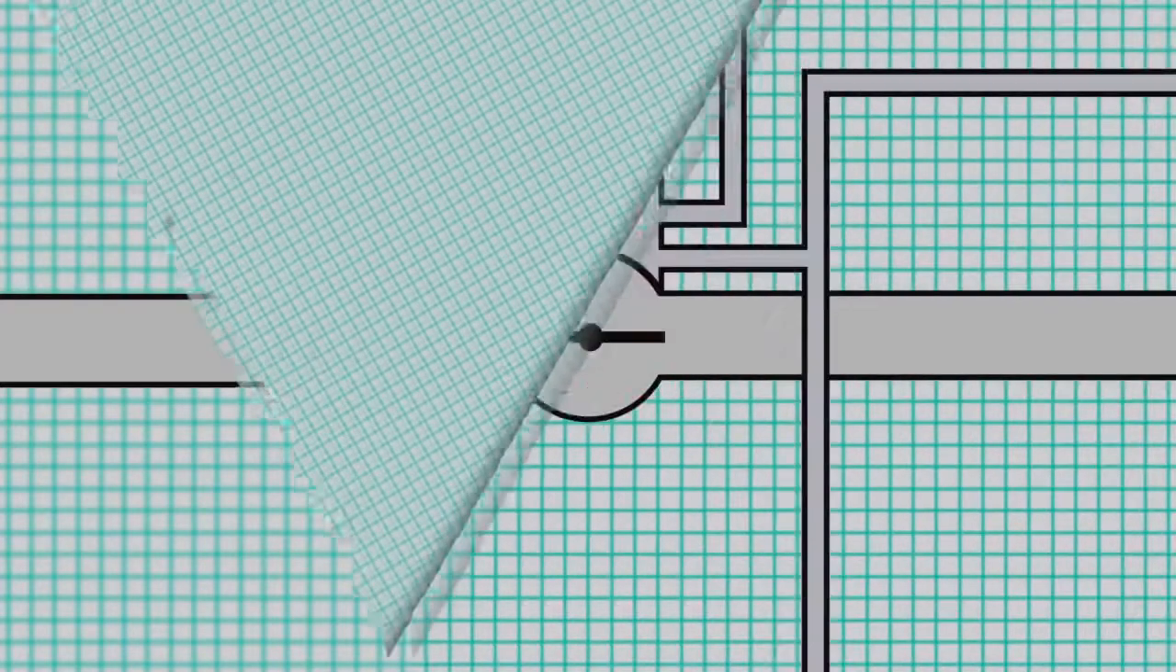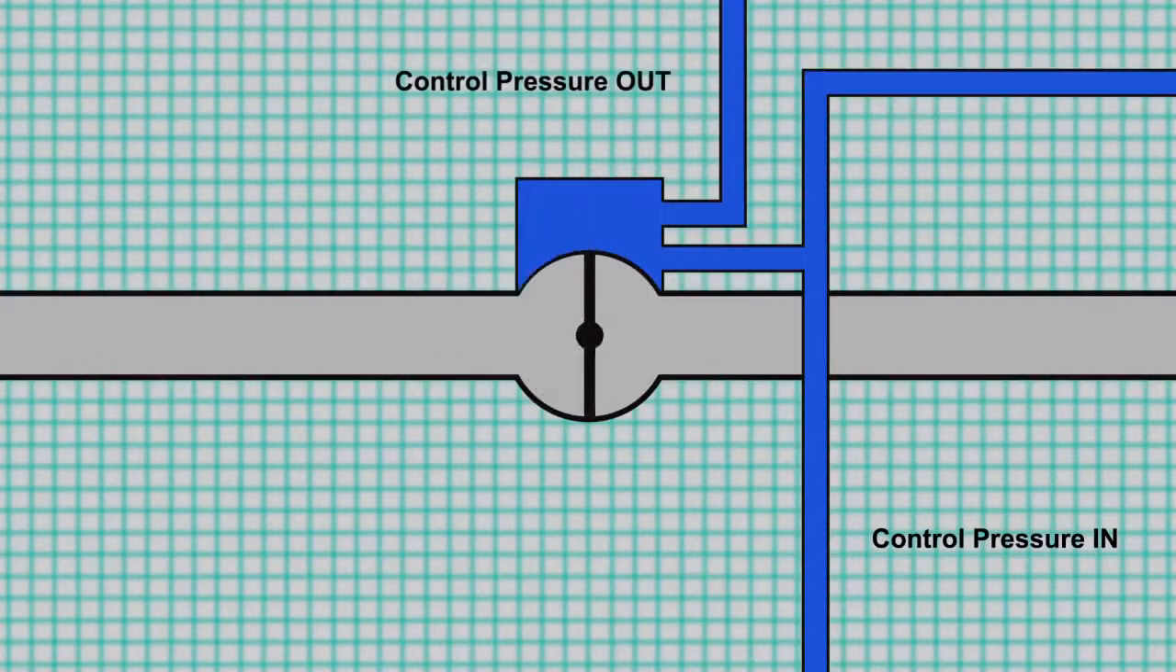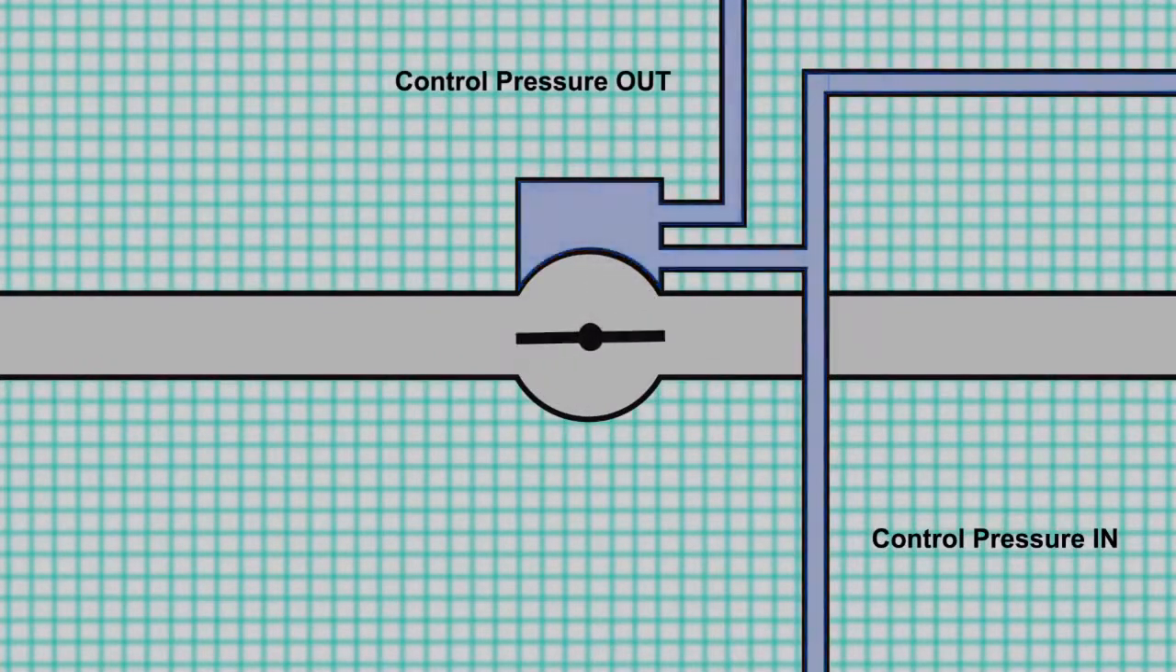The PCCV is different in that control pressure is used to close the valve. Since the normal or relaxed state for the PCCV is open, reducing the control pressure to the PCCV allows the valve to open.